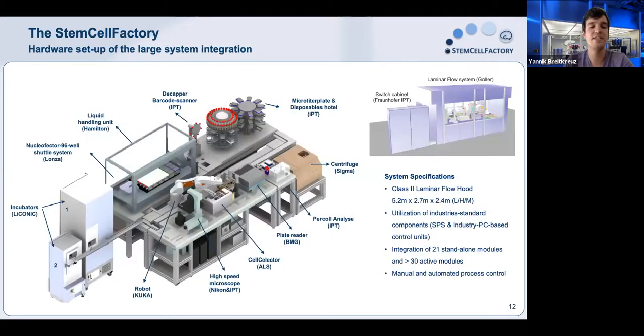So as you can see here in this figure, the stem cell factory includes different modules. In the movie, you could already see the liquid handling unit, the automated clone picker, and the high-speed microscope, which are all connected to automated incubators, material hotels, and analytic tools by a robotic arm. Furthermore, we implemented a centrifuge and a Pacol station, as well as a nucleofector in the last couple of months or years.